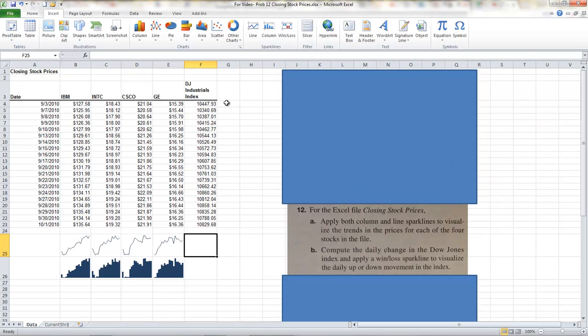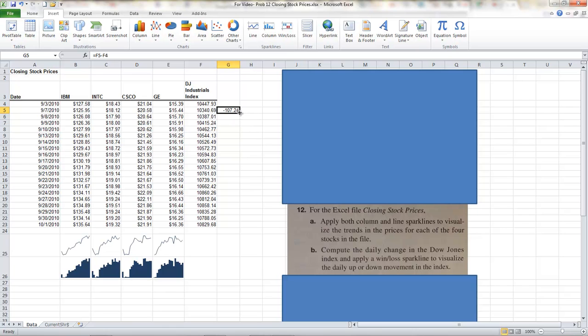And first we have to compute the change from day to day. So in order to compute the day to day, it's just subtracting the previous day's value of the Dow Jones Industrial from the current day's value. So this is just going to equal this cell minus this cell. So the difference between the 7th and the 3rd is it went down 107 points here.